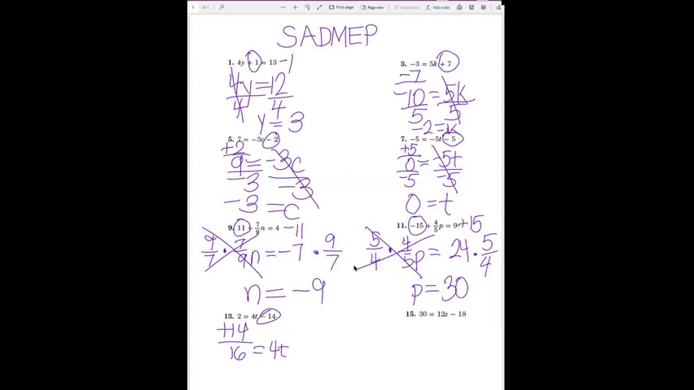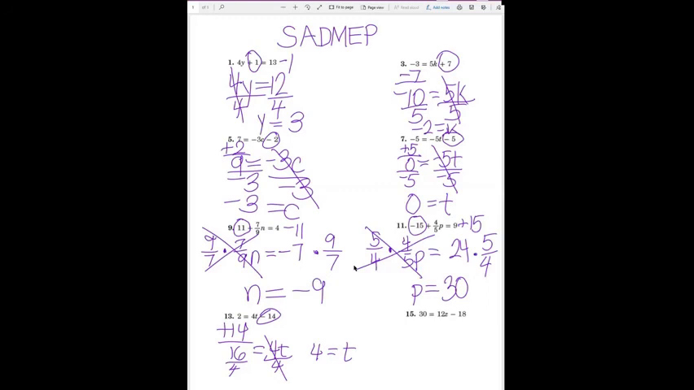The opposite of multiplication is division. We need to divide both sides by 4 to get our answer. The 4's on the right side will cross out since they are the same number. 16 divided by 4 equals 4. There's our answer. 4 equals T.